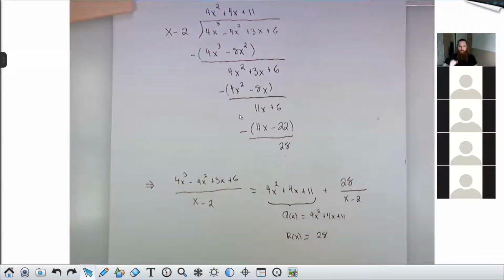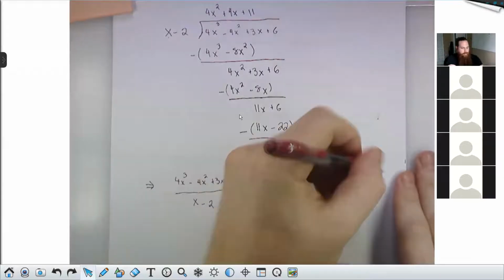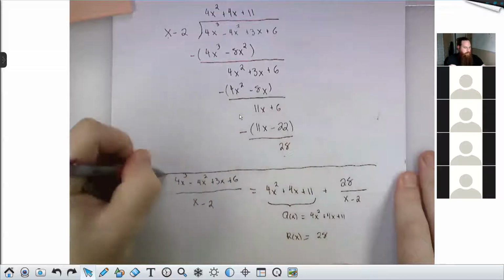So this is the game. This is the division algorithm. This is how you divide one polynomial by another. This would be your answer for this problem.